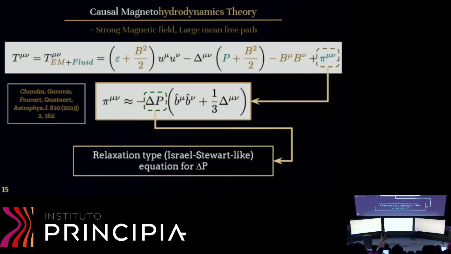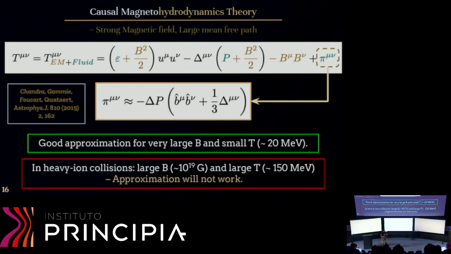The usual approach that people are using in astrophysical systems to study the shear is to approximate the shear as just the parallel component. They consider only the parallel component of the shear stress tensor. But in the astrophysical system, this approximation works around equilibrium because they have a very large magnetic field but really small temperature. However, in heavy ion collisions, we have a large magnetic field and large temperature. So this approximation will not work for heavy ion collisions.